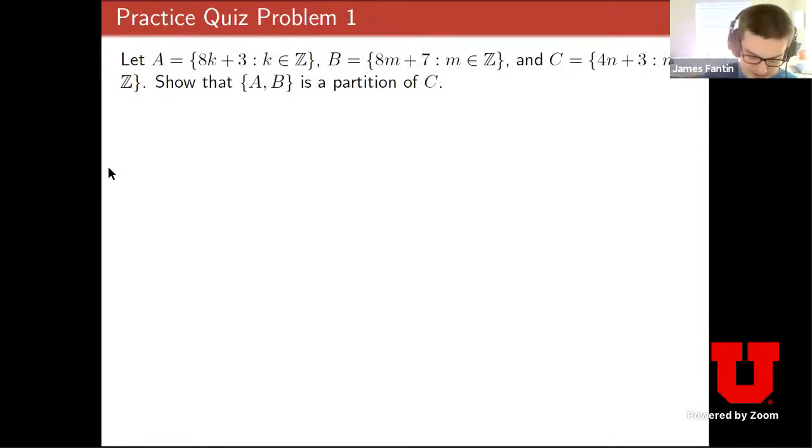So we've got this set A, this set B, and this set C. We're going to show that A, B is a partition of C. This is a little bit different than some of the problems we've been doing and some of the problems in the homework, where we're partitioning the set of integers. Here we're partitioning some other set that's not the set of integers. So what are the 3 things we have to prove if we're going to prove something is a partition?